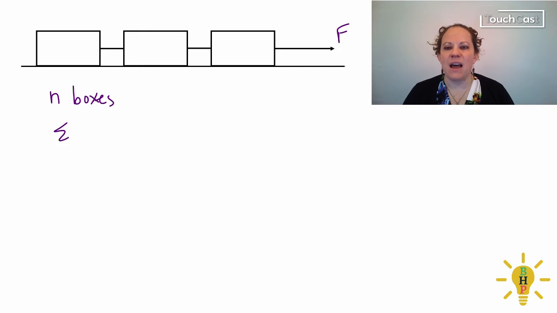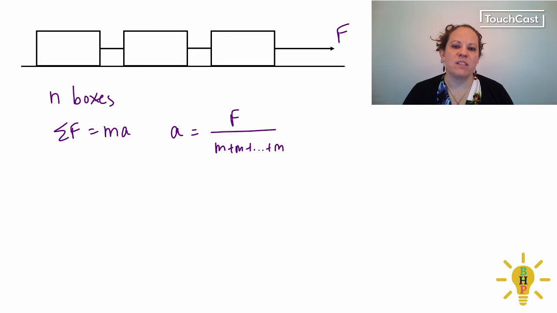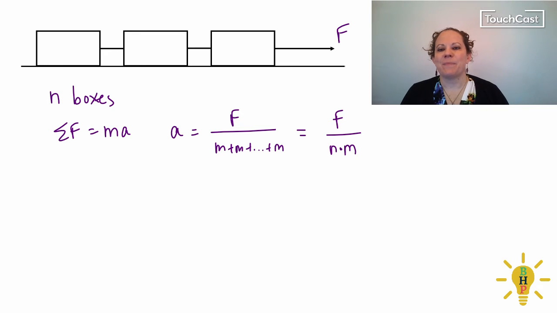So we can still apply net force equals MA to our whole system. Our net force is the pulling force F, and then we're going to add up all of the masses of our system for however many there are. So our acceleration is just going to be F divided by our number of boxes N times the mass of each box M. And of course this works like this because each box has the same mass M. Our general rule would be a little bit more difficult if we had boxes of different masses.